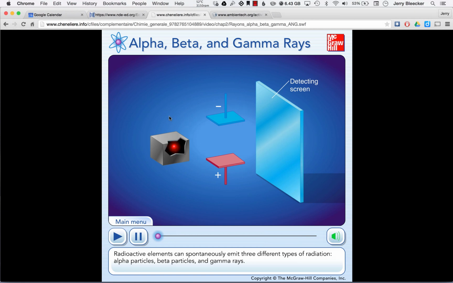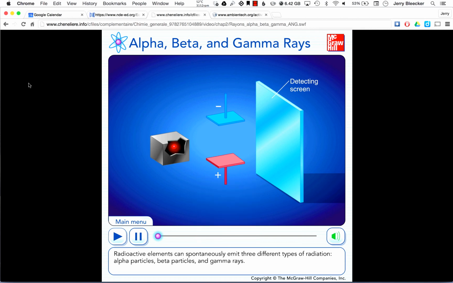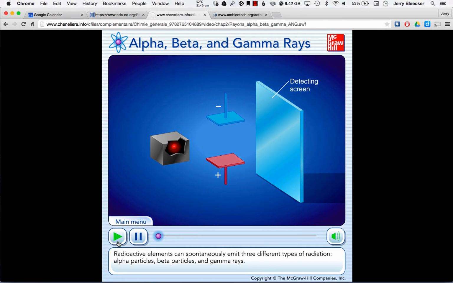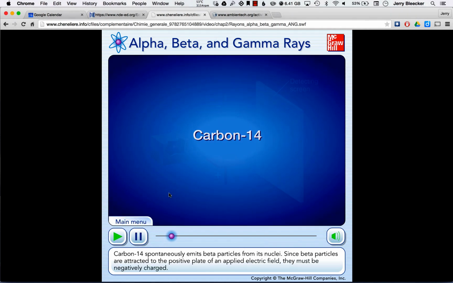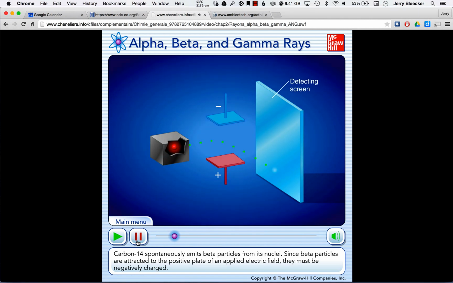So in this case, I'm just going to mute this here. What we can do is actually observe these particles being emitted. Now, if something releases, let's pause, go to main menu. We'll go to carbon 14. Here's a good one.